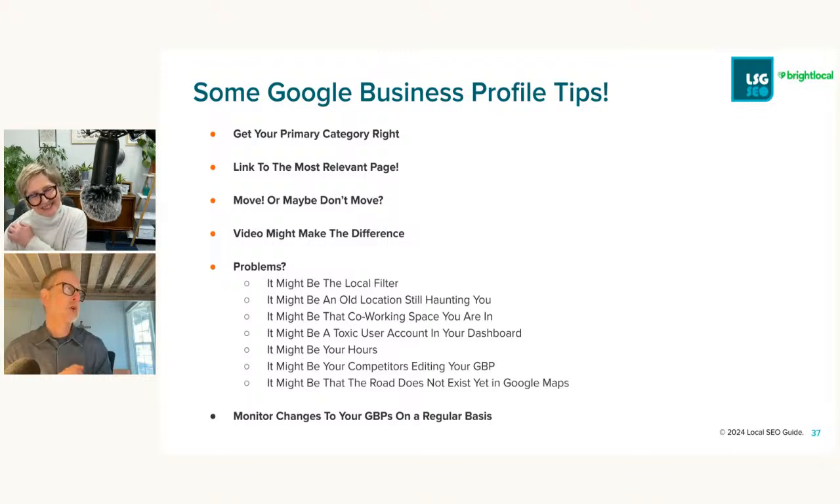You want to link your Google Business Profile to the most relevant page. I have done tests where my business was outranked by another company. I changed the link to that company's homepage, and we instantly outranked that company. Or I changed it to a city page from a homepage, and we improved our ranking. So make sure you're linked to the most relevant page, and make sure that page you're linking to has really relevant content on it.